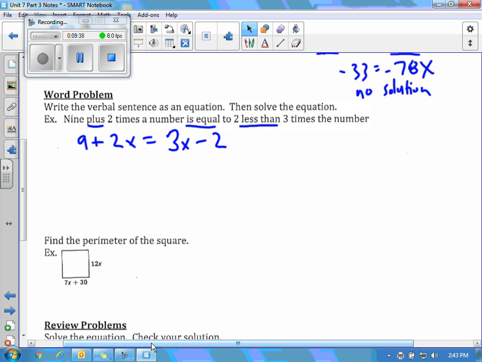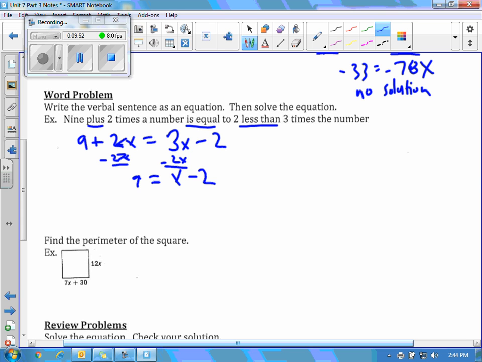Alright, so now we want to solve this. We have variables on both sides. I'm going to choose to subtract 2x. Again, the reason why I'm going to do that is because I want to wind up with a positive variable. So 3x minus 2x is positive 1x. Then since the variables are on the right, the numbers have to go to the left, so I add 2 to both sides. I get 11 equals x.